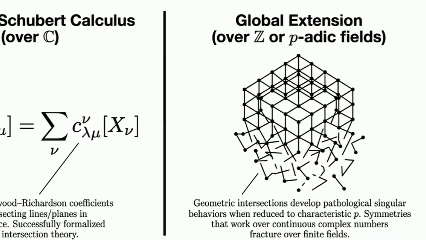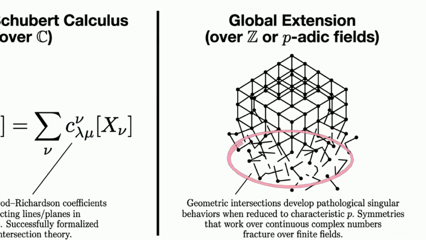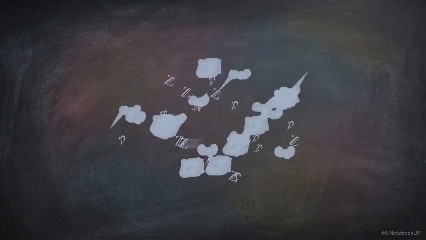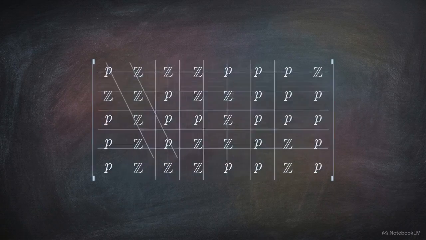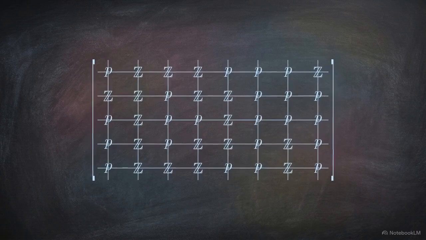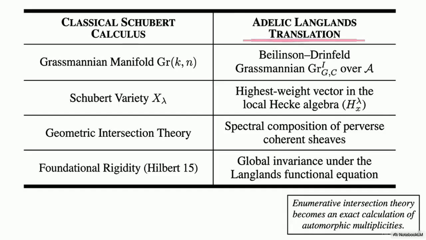But over arbitrary fields, or the ring of integers, the smooth geometry breaks down into pathological singularities, making classical topological counts unreliable. To calculate intersections across any field, mathematics must move beyond topological shapes and derive counts from an algebraic structure that remains invariant under field reduction. The Adelic Langlands Program provides this invariance by mapping the problem onto the Adele ring. The classical Grassmannian is replaced by the Beilinson-Drinfeld Grassmannian, shifting the context from geometry to representation theory.